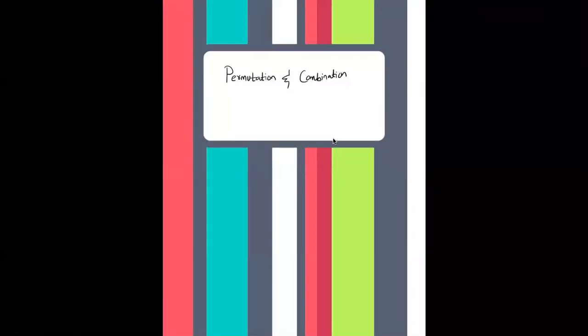Alright, today's topic that we are going to cover is permutation and combination. In this chapter, the first thing that you should be aware of is the concept of factorial notation. Now, 5 factorial, 3 factorial, what does that mean?